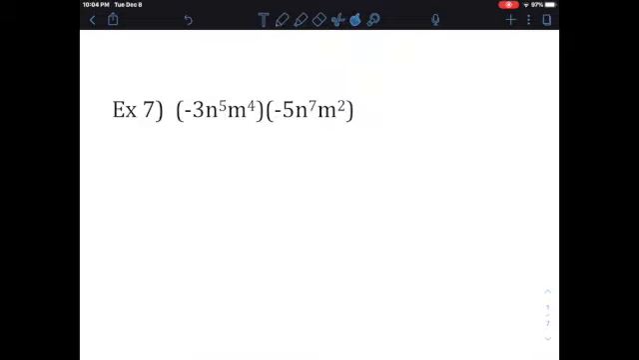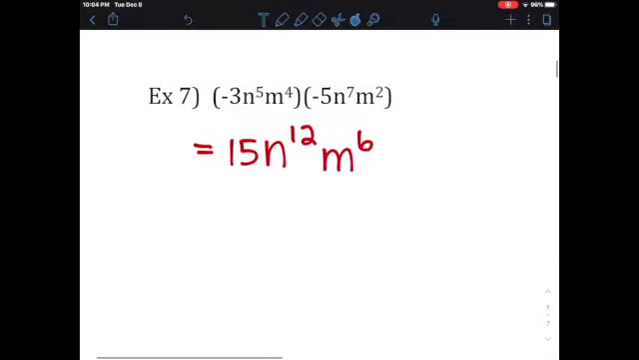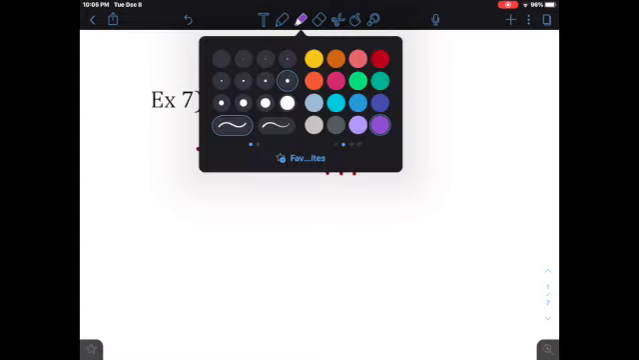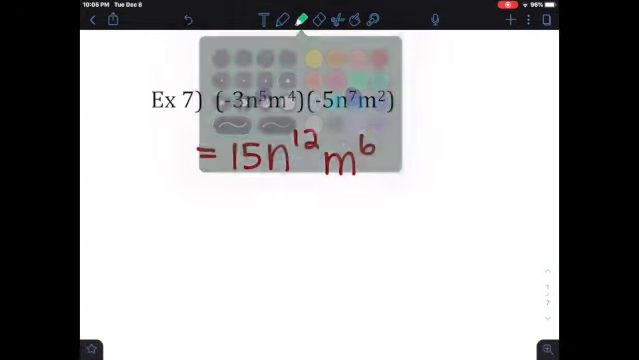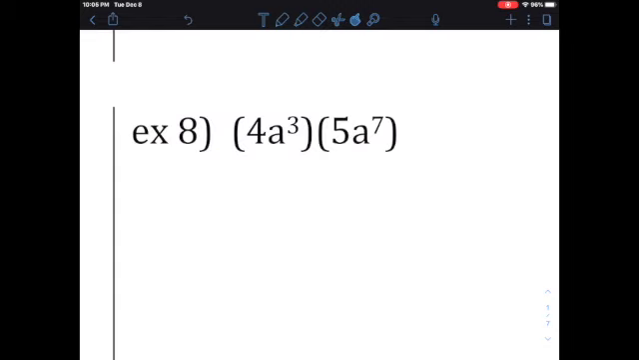Example number 7, like 6, please try it on your own and then come back and check the answer. All right, example 7 is negative 3 times negative 5. That's why it's a positive 15. And the same thing for the rest of it. n is just 5 plus 7. And anything with the m is going to be 4 plus 6. And then therefore you are done. Now I would like you guys to try number 8.